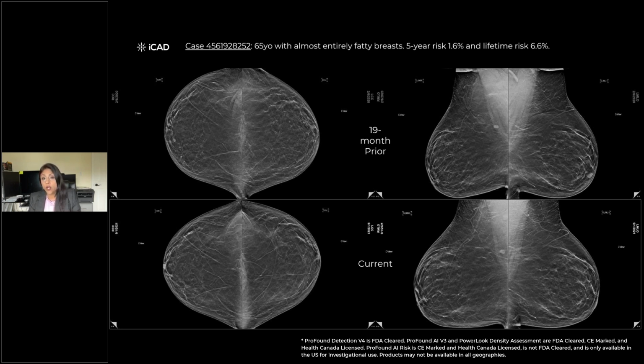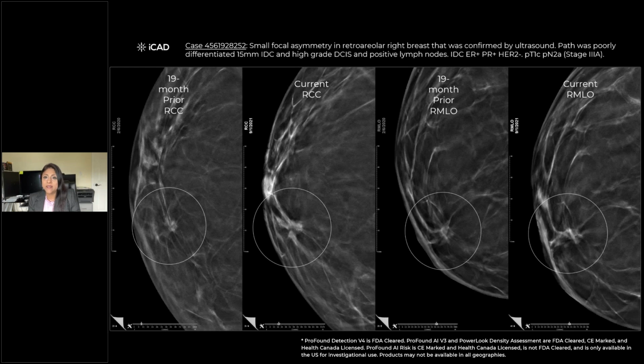And I have her current mammogram on the bottom. Her prior mammogram from 19 months ago is on the top. And as you can see here, if I can show you the next slide, we can go in on the close-up images. We can see here that there is a small focal asymmetry in the retroareolar right breast. Now, of course, hindsight being 20/20, we see the focal asymmetry on the current views. When we look back at the priors, it was there, but it wasn't picked up at the time.